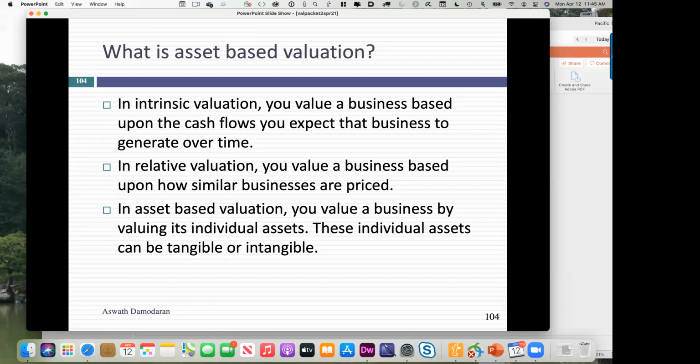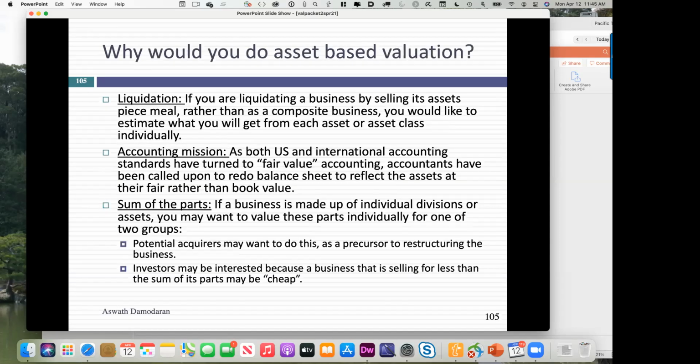I think of it as balance sheet-based valuation, where you take each item on the balance sheet, so what's the value of that? What's the value of that? What's the value of that? See, why would I ever want to do it? Here are the scenarios where you might be asked to do an asset-based valuation.